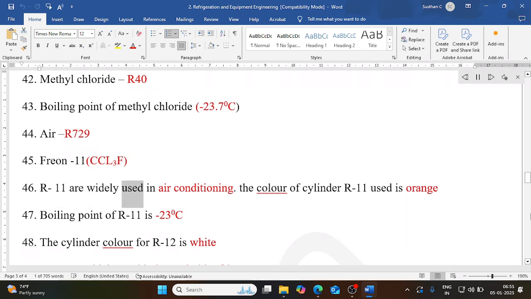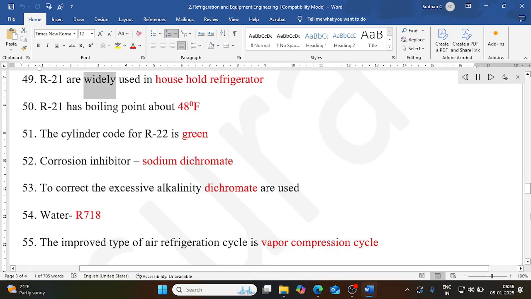R11 is widely used in air conditioning. The color of the R11 cylinder is orange. Boiling point of R11 is 23°C. The cylinder color for R12 is white. R21 is widely used in household refrigerators. R21 has a boiling point of about 48°F. The cylinder color code for R22 is green.